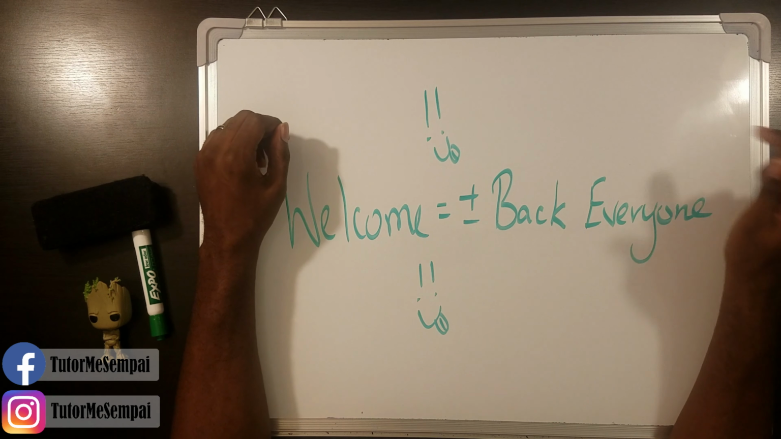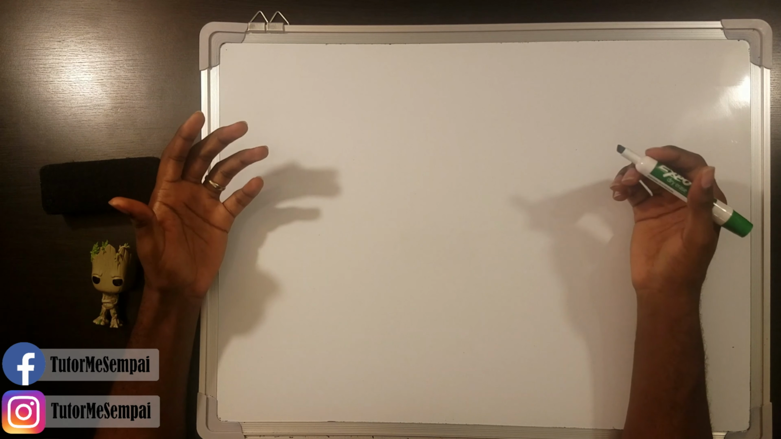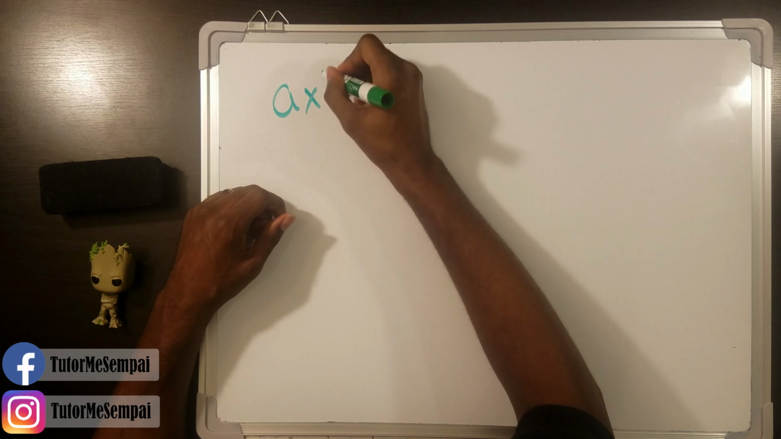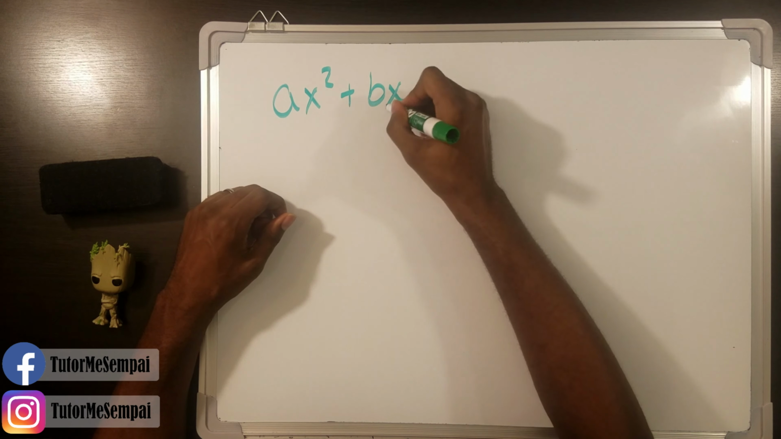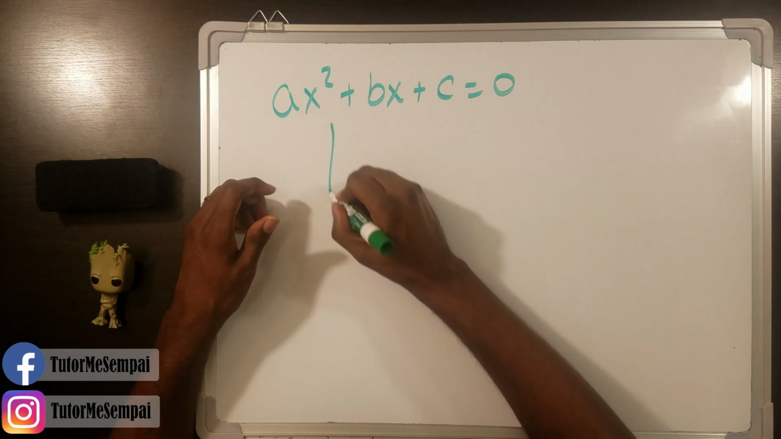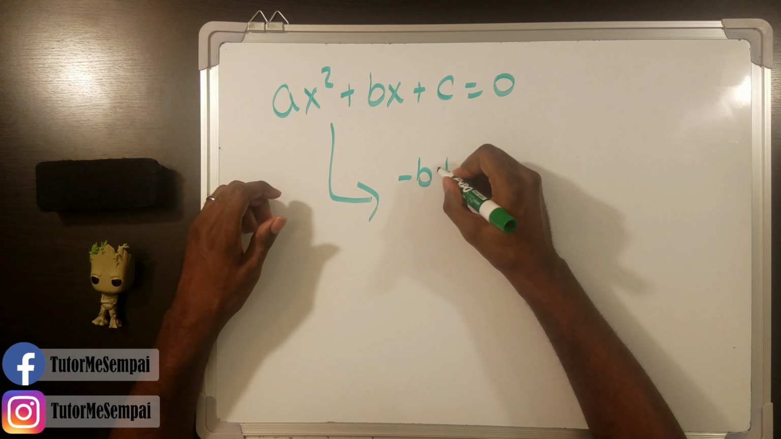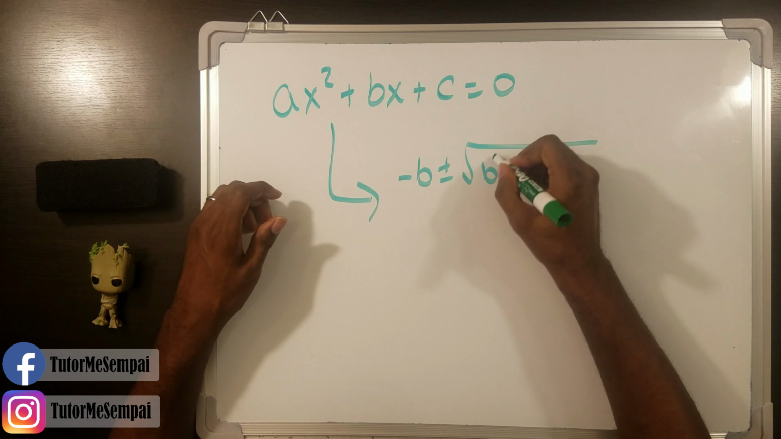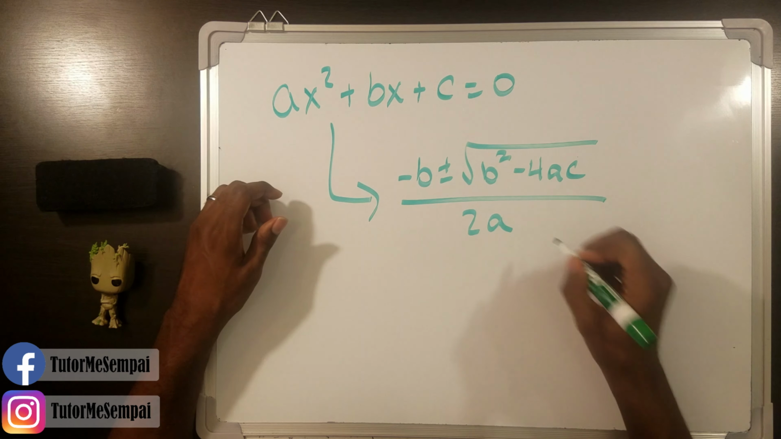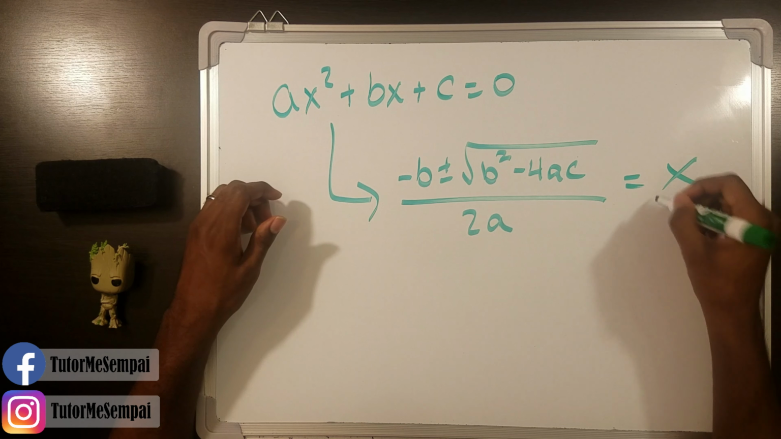Well, without further ado, let's break down what the quadratic formula is. When talking about the quadratic formula, the first thing you need to know is it is derived from the standard form of a quadratic. So your ax squared plus bx plus c equals 0. A quadratic in standard form will ultimately lead to our quadratic formula, which is negative b plus or minus the square root of b squared minus 4ac all over 2a. But what does this mean for a quadratic? Well, this is really what x equals.